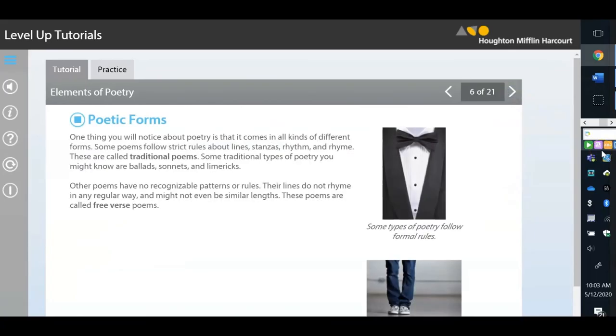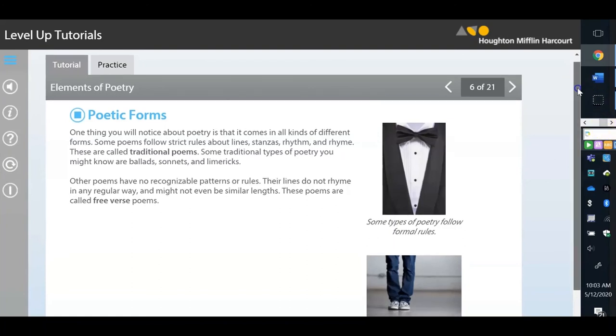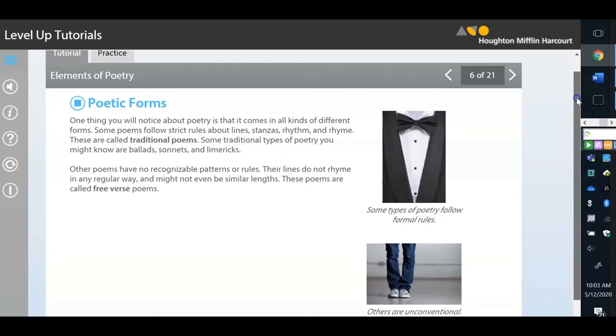One thing you will notice about poetry is that it comes in all kinds of different forms. Some poems follow strict rules about lines, stanzas, rhythm, and rhyme. These are called traditional poems. Some traditional types of poetry you might know are ballads, sonnets, and limericks. Other poems have no recognizable patterns or rules. Their lines do not rhyme in any regular way and might not even be similar lengths. These poems are called free verse poems.